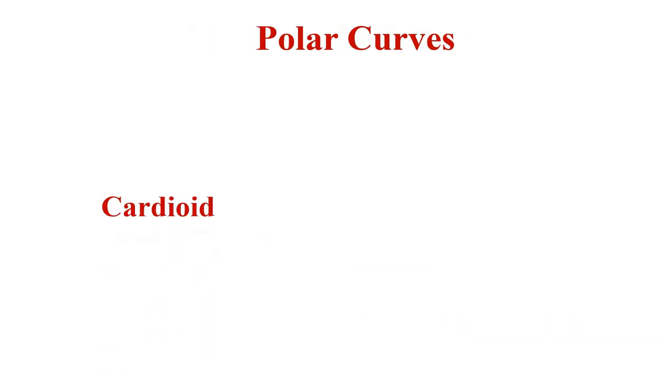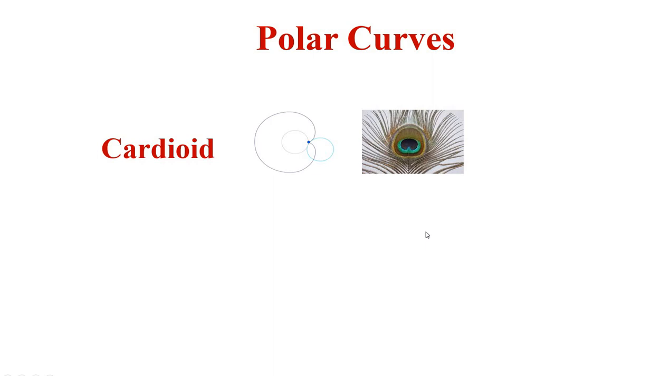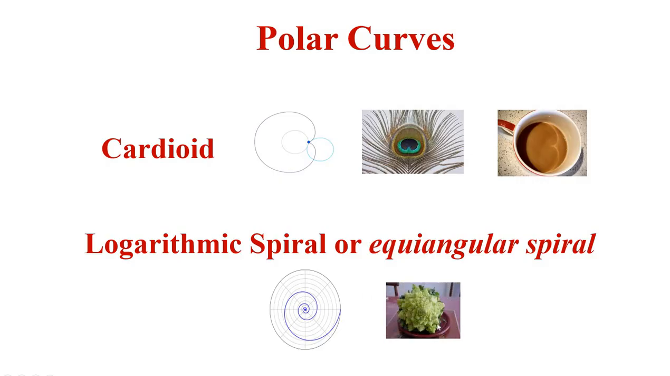Then polar curves, cardioid. In real life, you can see the cardioid being present here and in the coffee mug. This is an interesting one. And logarithmic spiral or equiangular spiral, what you see in one of your vegetables.